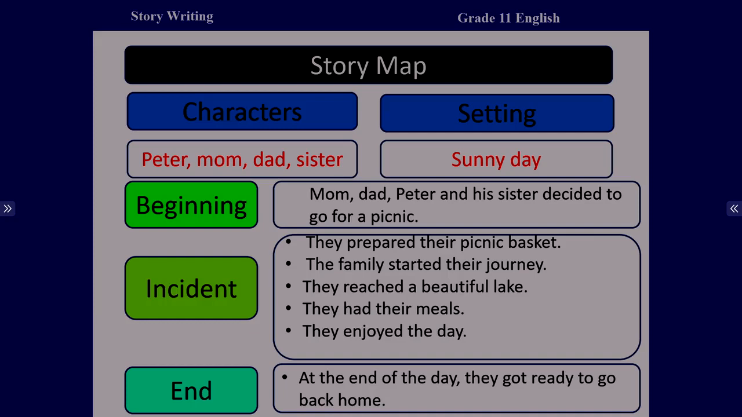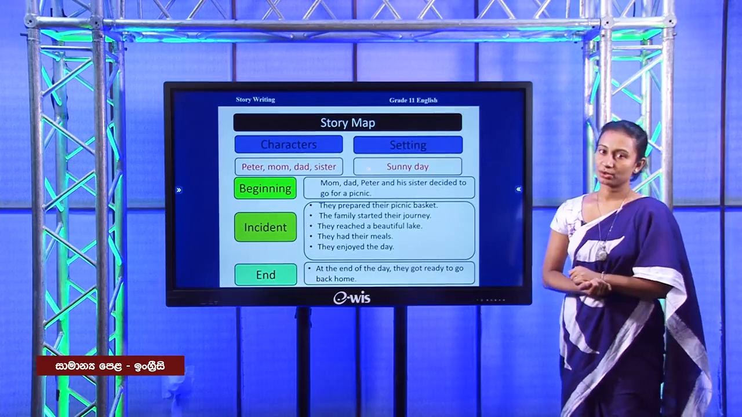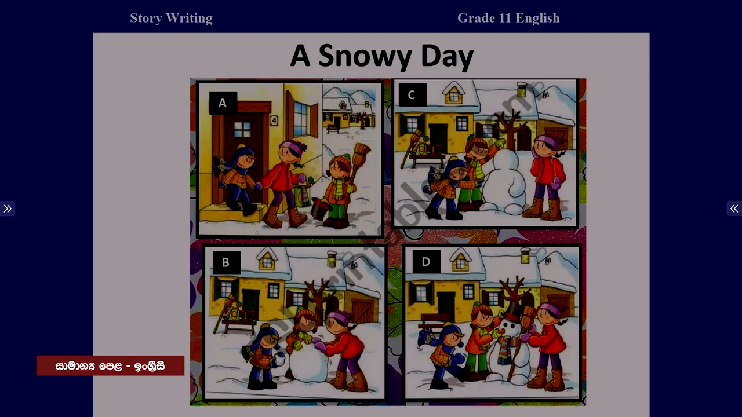The family started their journey. They reached a beautiful lake. They had their meals. They enjoyed the day. So the next step is the end. At the end of the day, they got ready to go back home. Children, I think you are familiar with this story map now. Let's write another story, A Snowy Day.